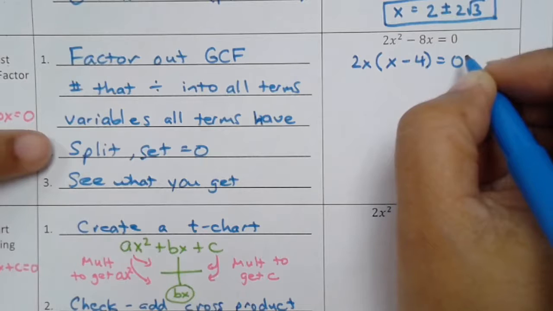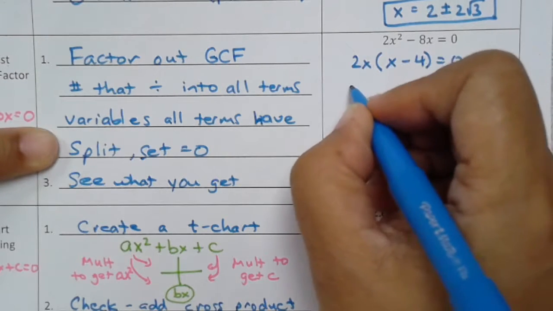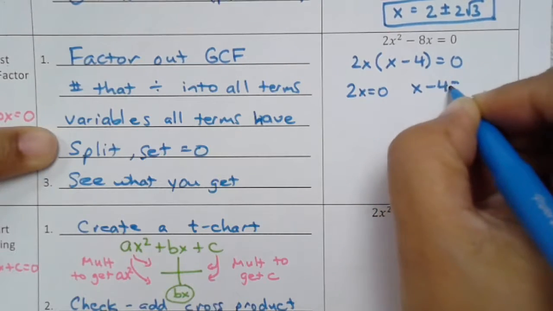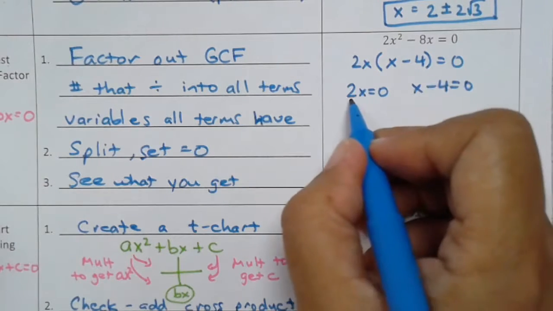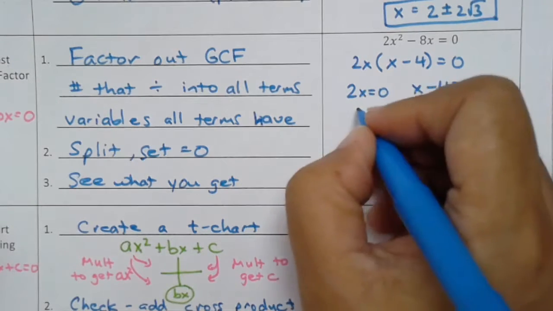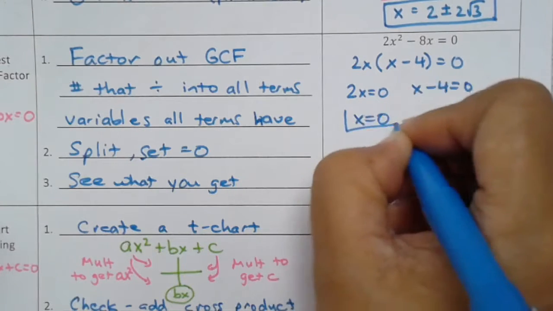All right, now the next step is split, set, see what you get. We're going to split this up. This has an x, so I do make that equal 0. And then x minus 4 equals 0. All right, anything you have a number multiplied by x, well, x has to be 0 in order for you to equal 0. So really it's like dividing by 2, but 0 is the answer for this one.